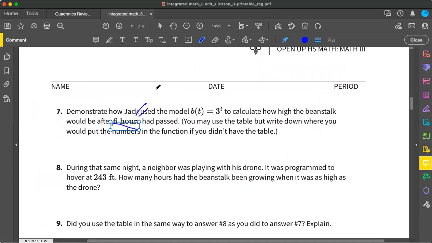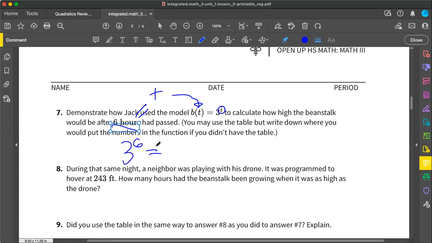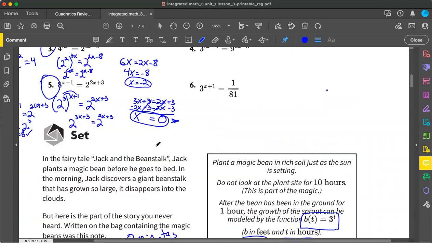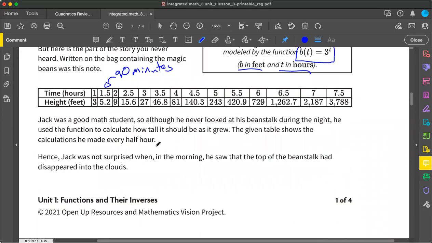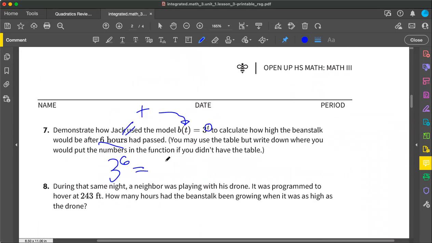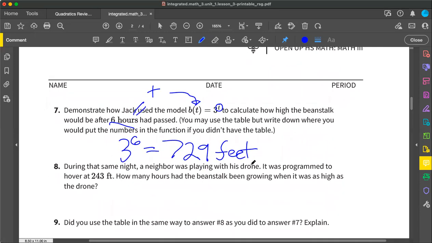So this is referencing time. And this function is saying, hey, whatever time is, put it in place of t. So 3 to the 6th power. What is that? I'll reference the table because I already put in the work for it. 729. What exactly? Feet. There we go.